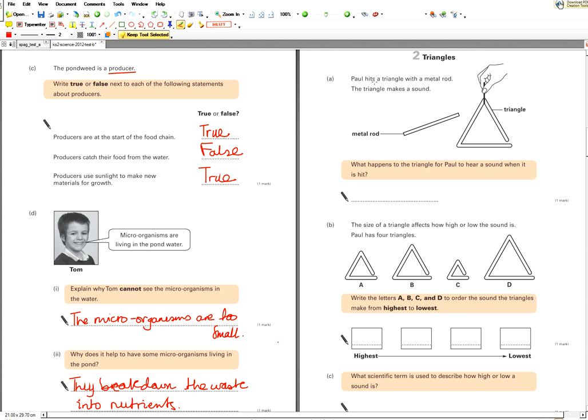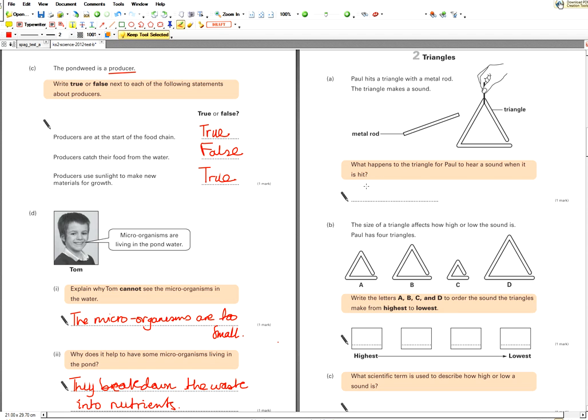Question 2, triangles. Paul hits a triangle with a metal rod. The triangle makes a sound. Here's the metal rod, here's the triangle. What happens to the triangle for Paul to hear a sound when it is hit? What happens to the triangle? The triangle is what?